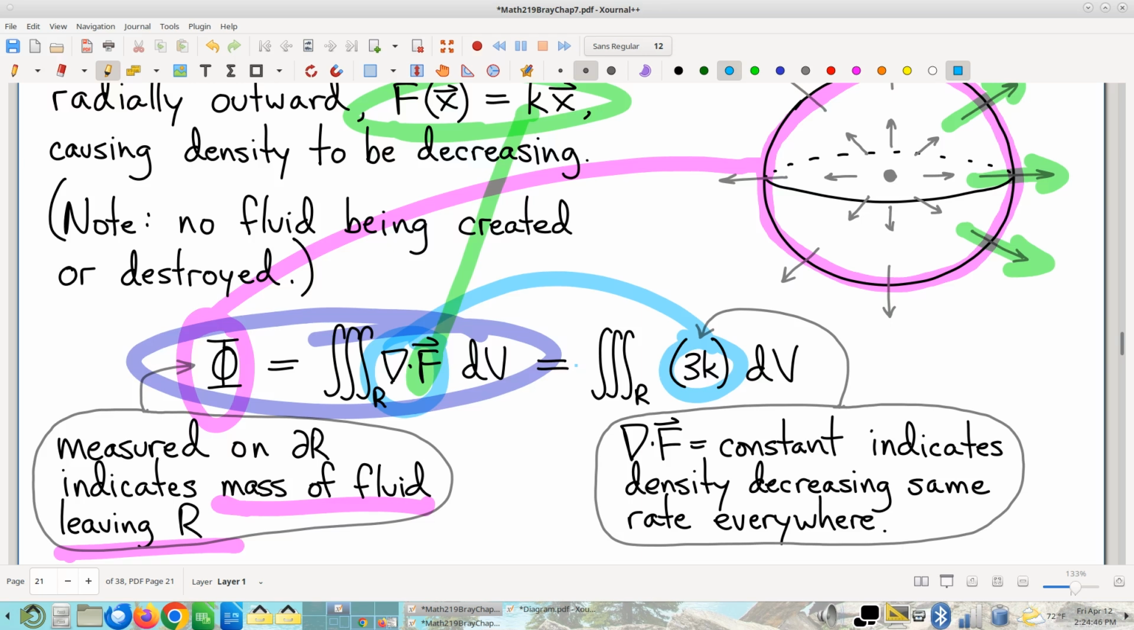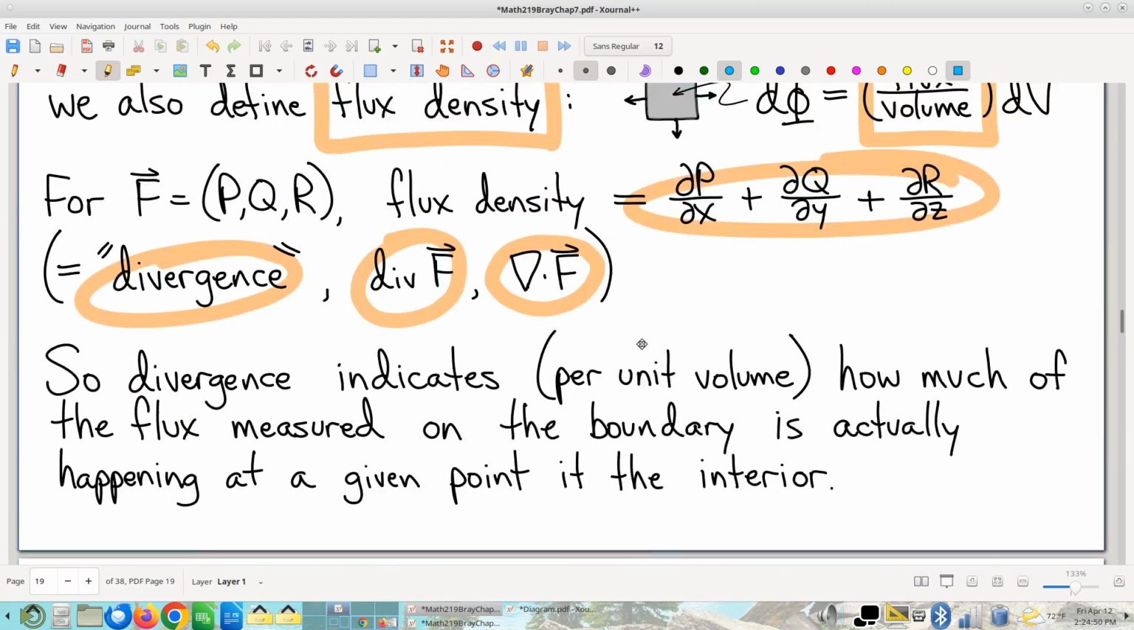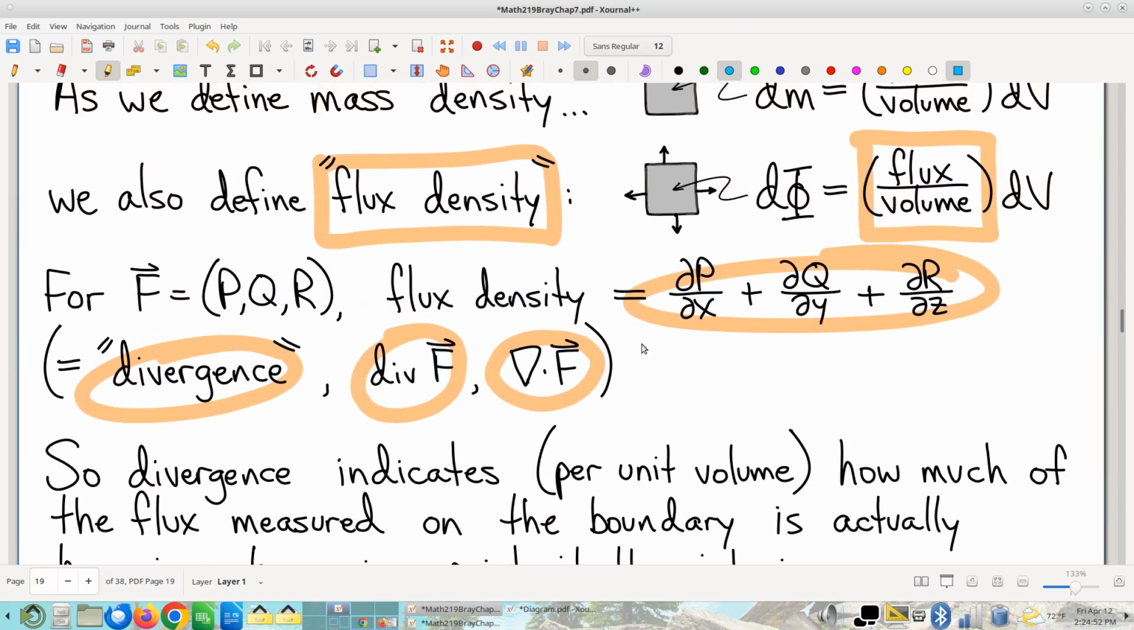All you got to do is write it in coordinate form. And, of course, we have this handy-dandy formula for divergence. Once you have your vector field in coordinate form, that's your formula. Okay, so make sure you fill in those blanks. Make sure you're good with that.